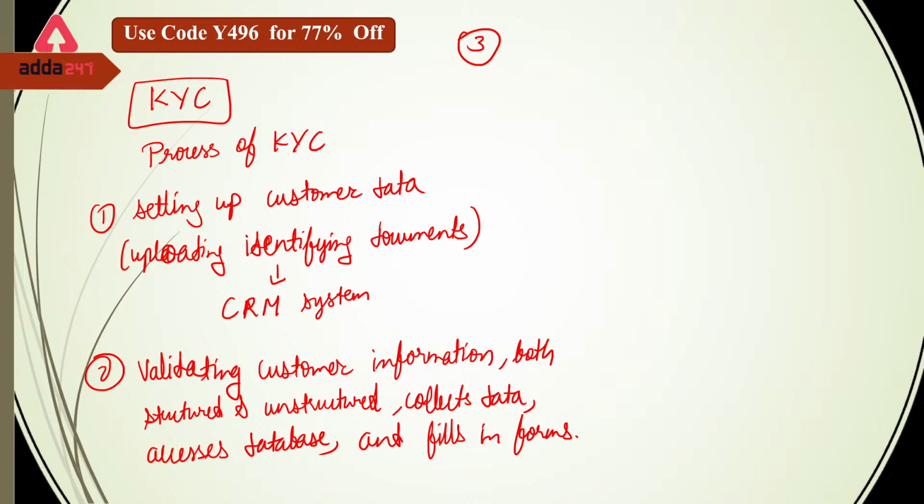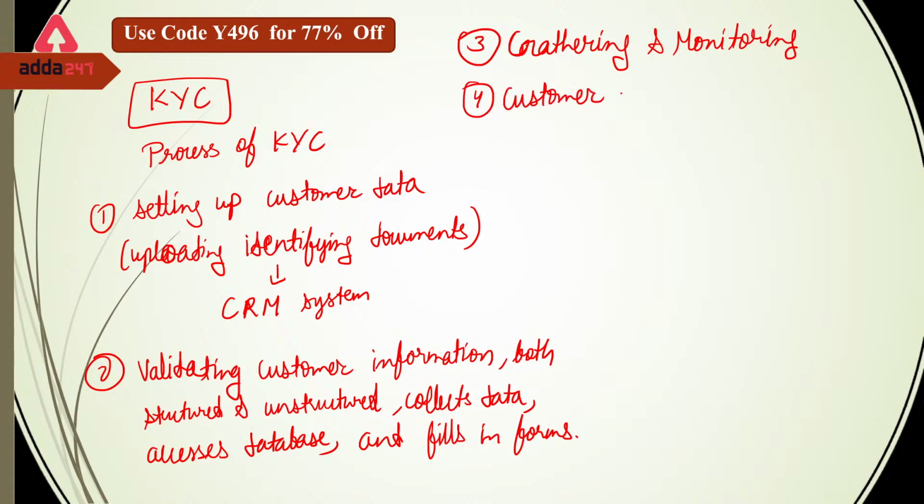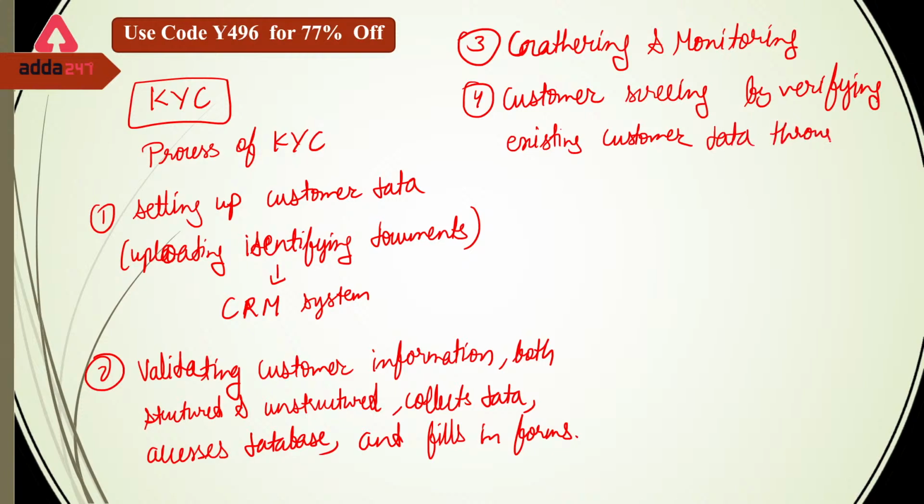Okay, after that, the gathering and monitoring. Gathering and monitoring is required. So the gathering and monitoring of customer information from the various databases will be done because of the validation of the data. Okay, after that, this can be done by customer screening by verifying existing customer data through government database. Okay, so this is what we have to do in the next step.